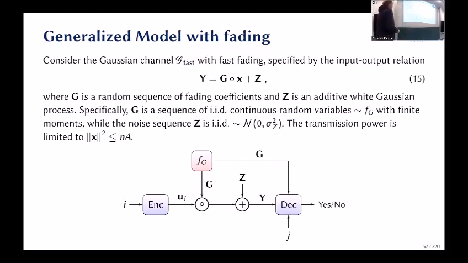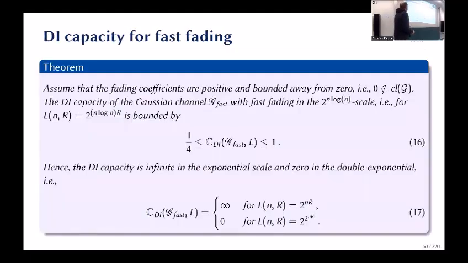In this case, G is a random sequence of fading coefficients. Z is, of course, as before, an additive Gaussian process, and we can look at this model with fast fading. Again, we can show the same result: no dependence on SNR, and again these two bounds. Hopefully soon, our conjecture is that this is the true value.